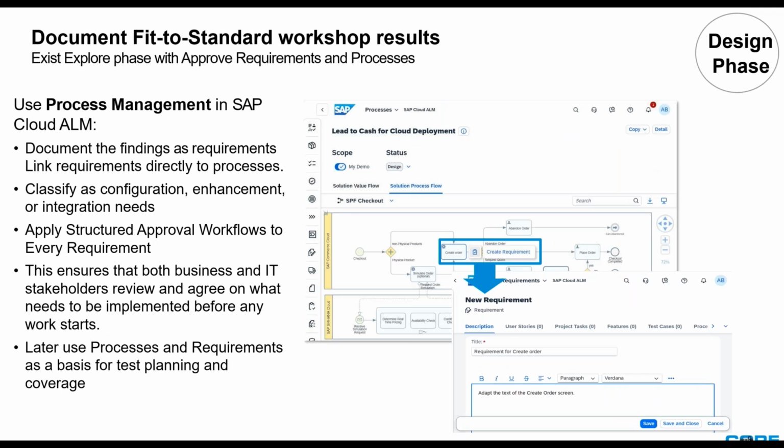In this case, directly within process flows, regardless if it's standard or if you need to add, let's say, an additional process within Cloud ALM. At that point, you can automatically start to generate a requirement from a process flow. So this is building that integration between your workshops and also the requirements management within Cloud ALM.